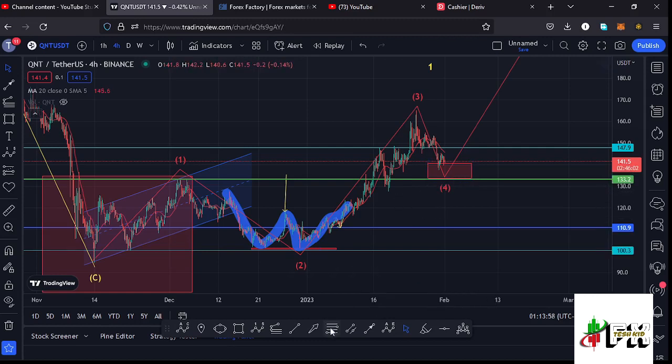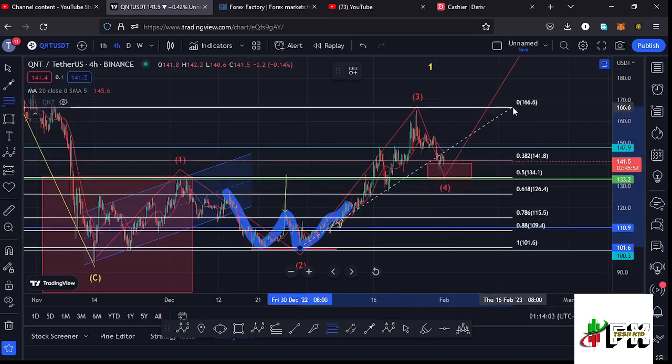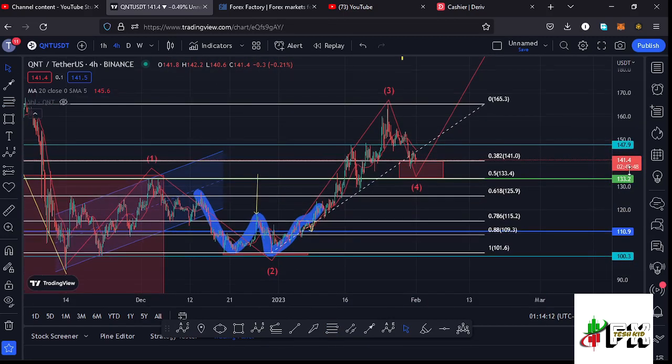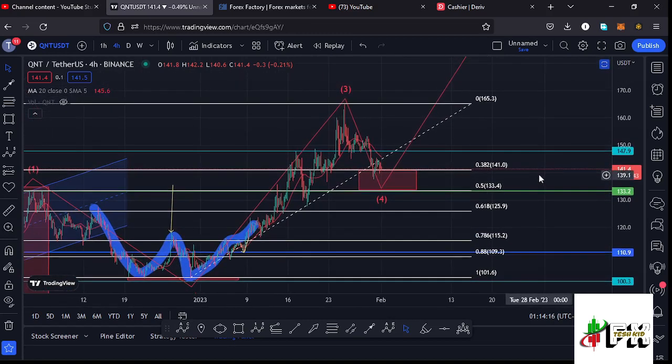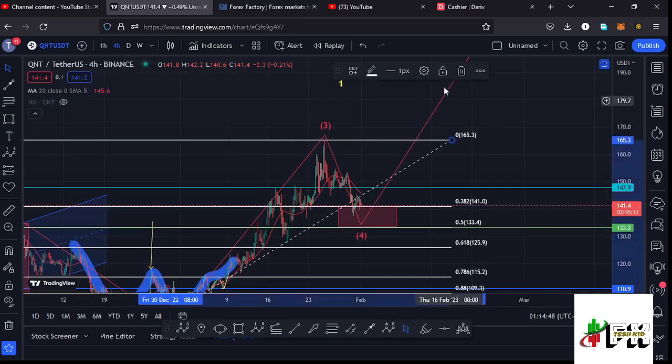And using the Fibonacci's, connecting them from the low of the second wave to the high of that wave 3, that gives me a minimum retracement area in the formation of that wave 4 between the Fib level 0.382 and the Fib level 0.5, which lies between the $141 mark and the $133.4 mark. And it is within this red target area that I'm expecting to see the low for that fourth wave. Then from there we can expect one more bounce to the upside in the formation of that larger Elliot wave count 3.